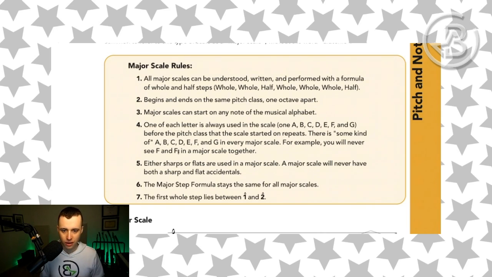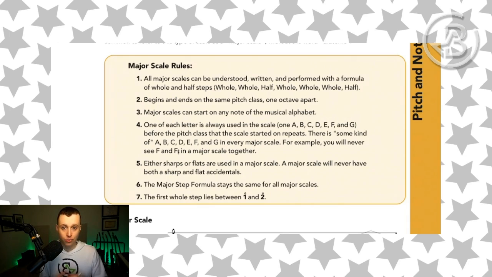It is very useful to remember that there is always some kind of A, B, C, D, E, F, G in every single major scale. So, for example, you will never see an F and an F sharp in a major scale together. There's only going to be one, but there is going to be some kind of F. You never have a C and a C sharp.